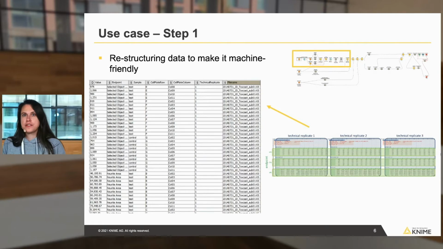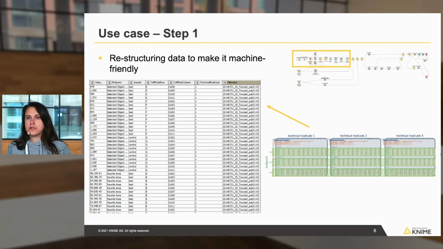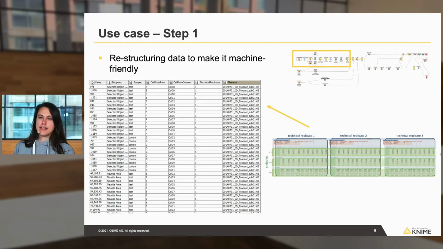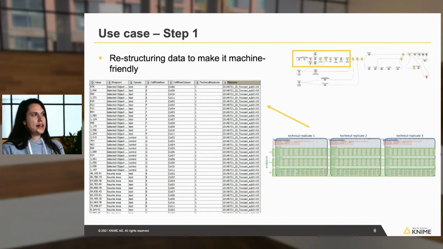So the first step to do this is actually to restructure the data. When you recall how the data looked before, we had these 3 large blocks that correspond to the technical replicates, and the blocks in the row that correspond to the different endpoints. And you can also see we more or less kept the layout of the 96 well plate. And this is really nice for a human being to read, but it's not exactly machine friendly. So in the first step, I would use a loop to read in all the different data and then restructure it so we have a nice machine-friendly table where each row corresponds to 1 data point.